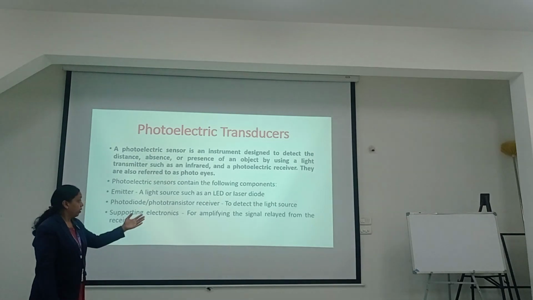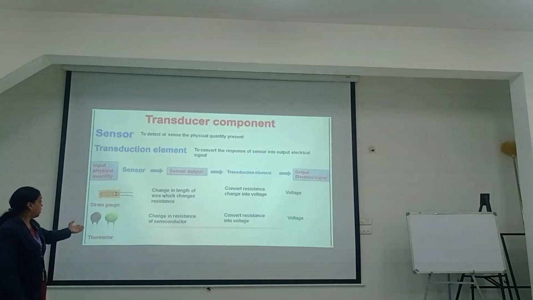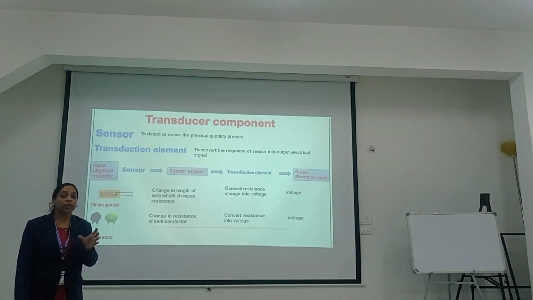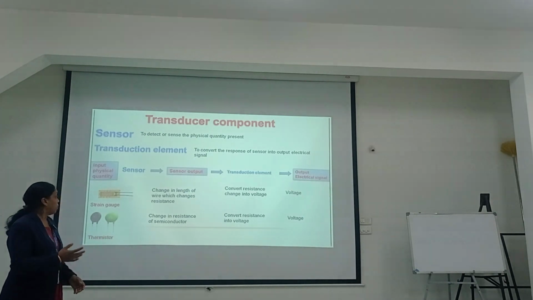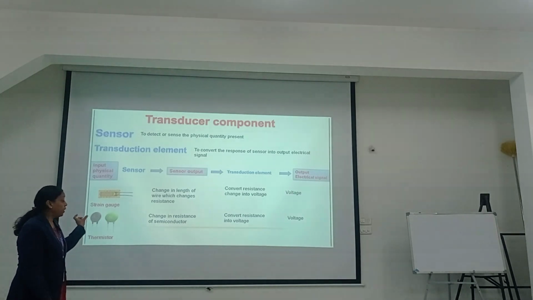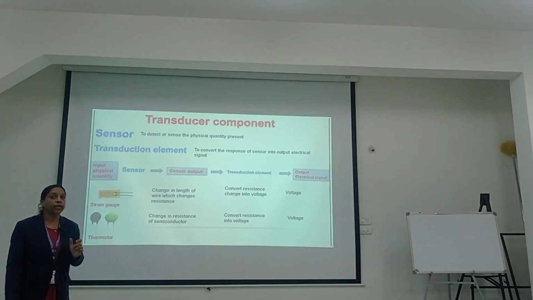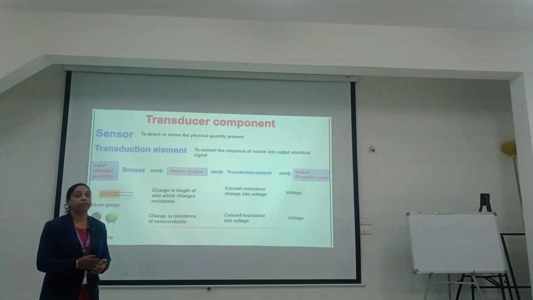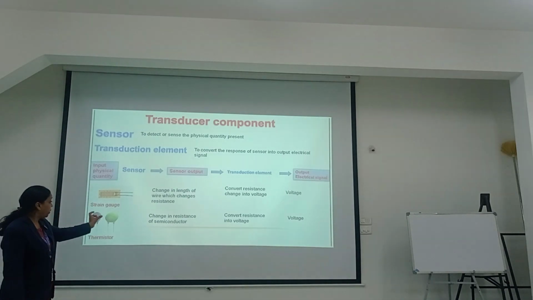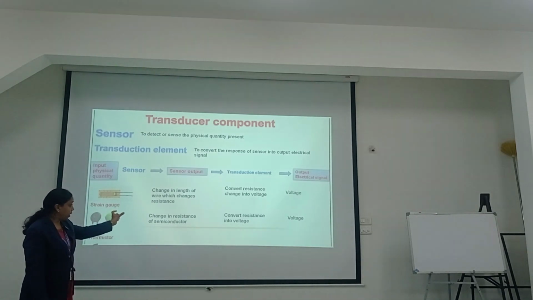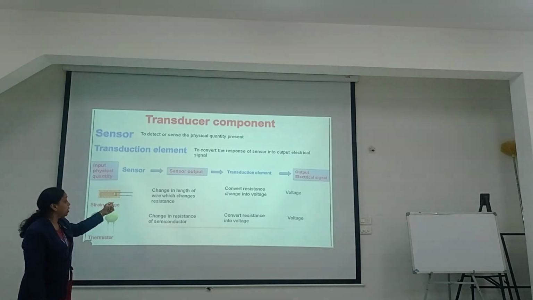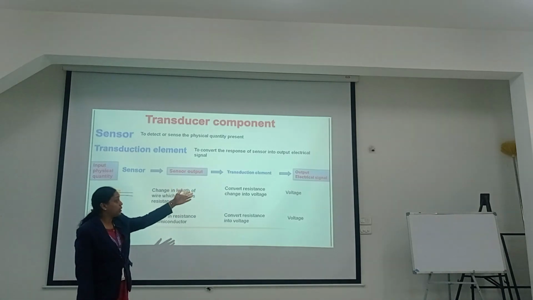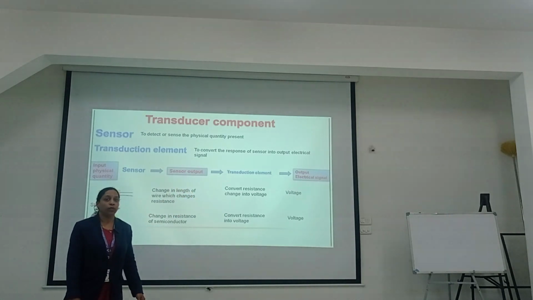Similarly, we are having a thermistor. So thermistor is a device which is used to measure the variation in the temperature. Thermistor is a device which is made up of semiconductor material. The property of semiconductor material is the resistance changes with the variation in the temperature. So the variation in the resistance is sensed by the sensor, and that change in the resistance is given to the transduction element which gives the electrical energy as a voltage.